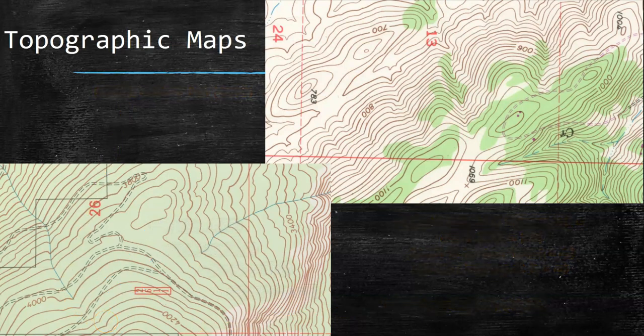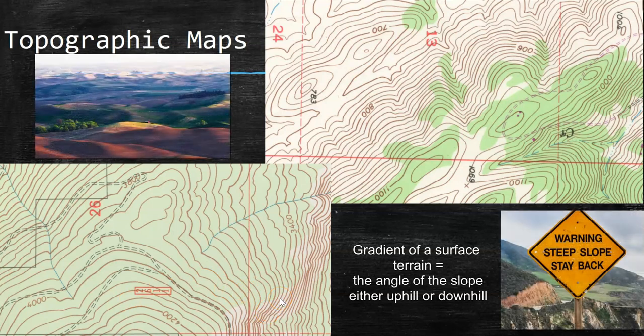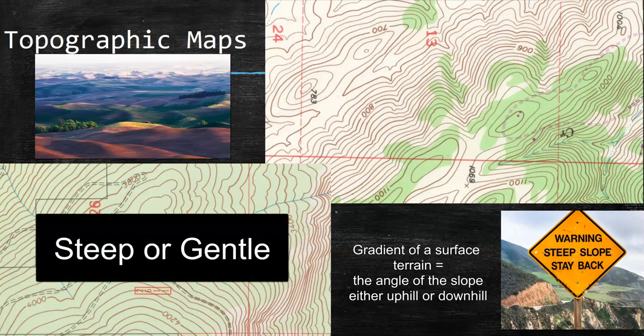So then we can look at gradient. Gradient is awesome because you can see how steep an area is. So gradient means the angle of the slope. The slope is how inclined or declined the landscape is. So how steep is that hill, or how steep is the decline or drop on that hill.